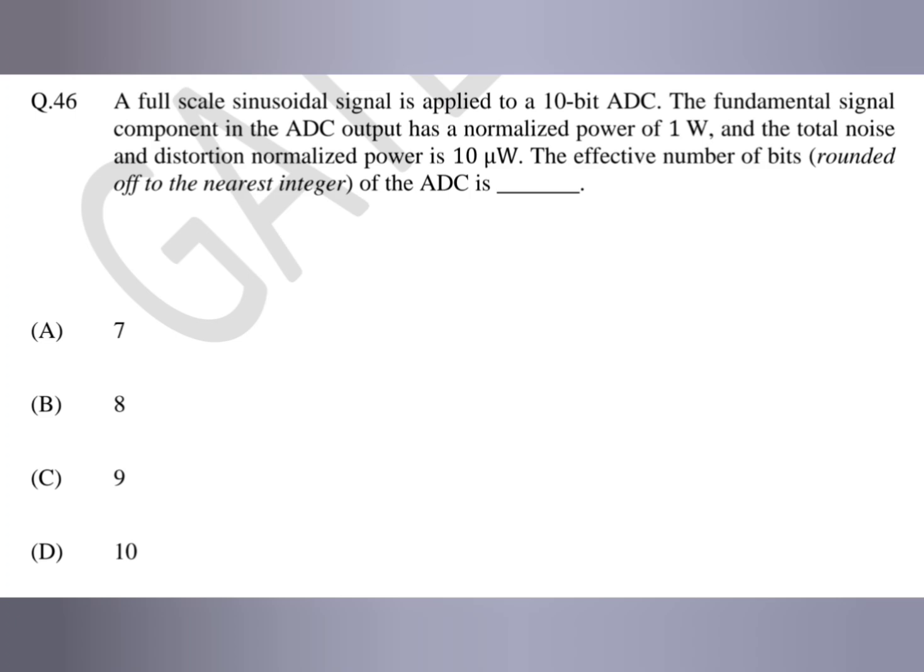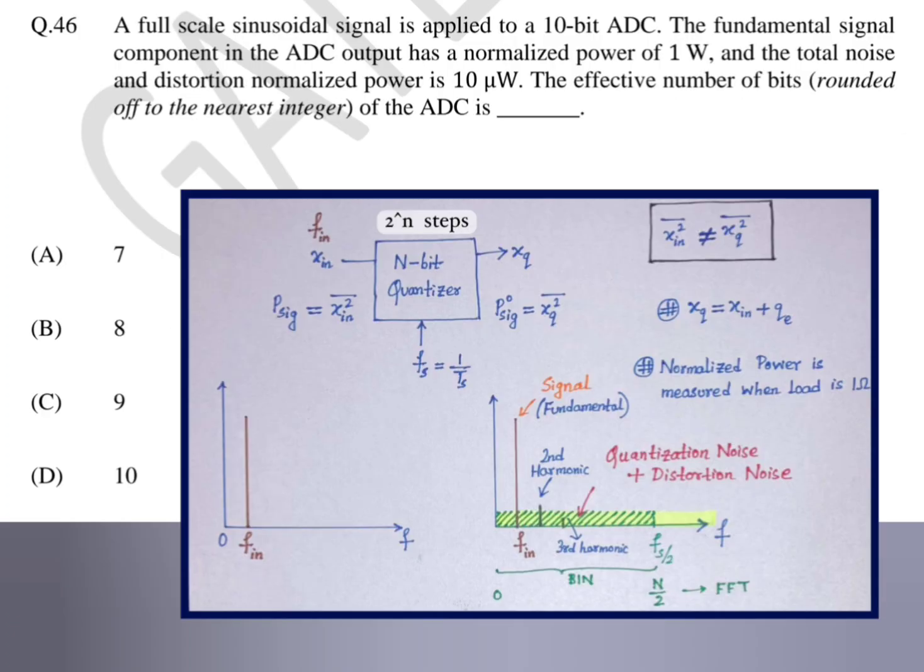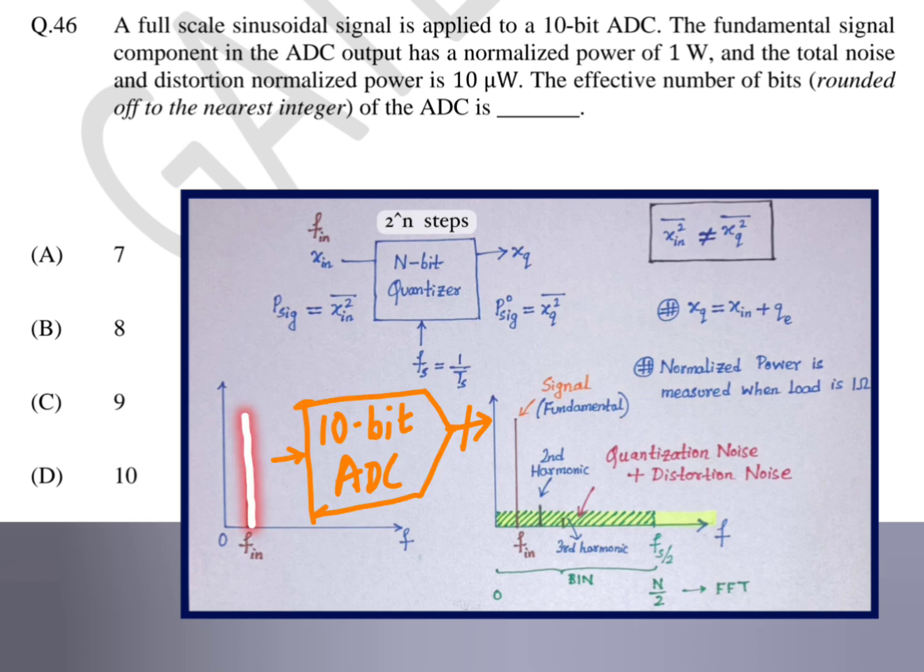There is a sinusoidal signal which is a single tone signal, whose frequency say is Fin, and it has been applied to a 10-bit ADC. Let me explain this in the frequency domain. A single tone is applied to a 10-bit ADC, and it has been mentioned that there is a total noise and distortion. So in the output, you will get the fundamental component, the distortion component and the quantization noise component. And other than that, there can be some other components also.